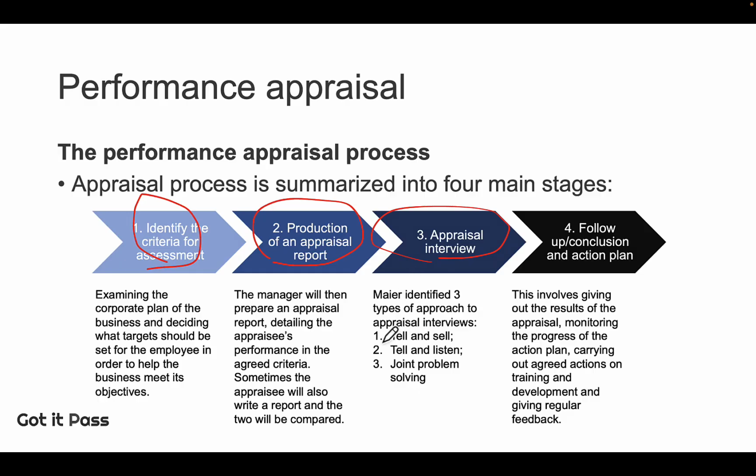As said, there are 3 approaches: tell and sell. So what is tell and sell? Tell and sell means the appraiser, the manager, adopts this strategy like a salesperson trying to convince the subordinates that the appraisal is fair and that they can and must change in certain ways. It is a one-way communication system. So your manager just tells you and sells you what you need to change in order to have better performance, for example. It's not about listening. And the second approach is tell and listen.